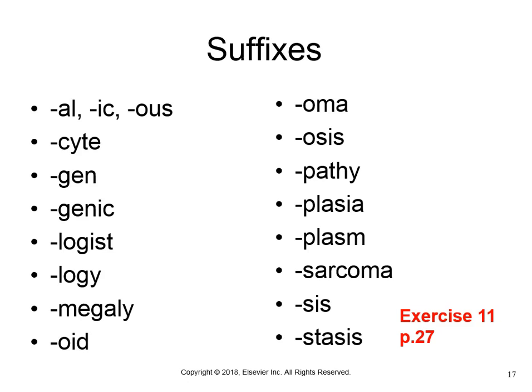The last two: sis means a state of. So it might not necessarily be an abnormal condition or a disease, but it's some kind of state that you're in. And then stasis. Stasis means controlled or stopped or standing still. So that's when we see words like metastasis, meaning that the cancer is now beyond control or beyond stopped.